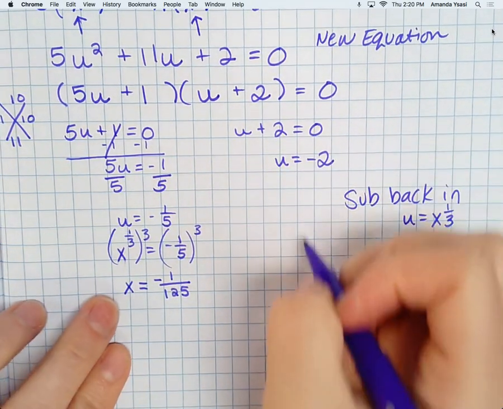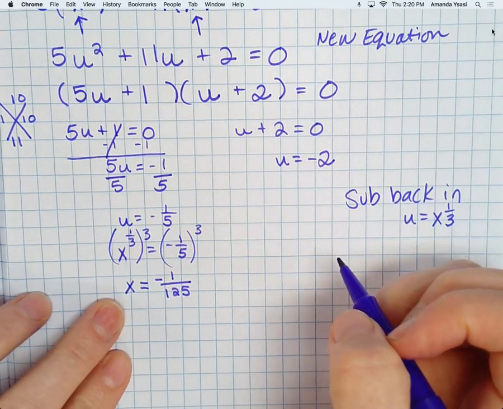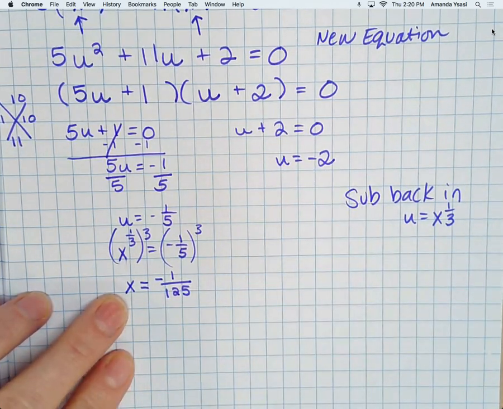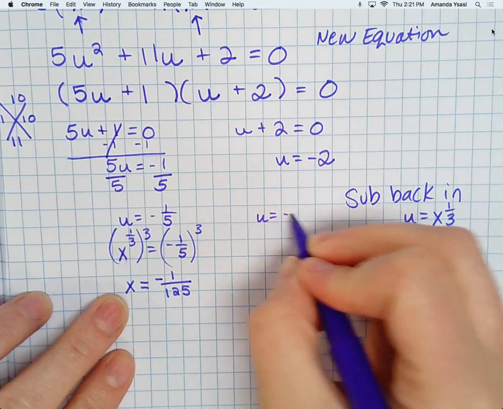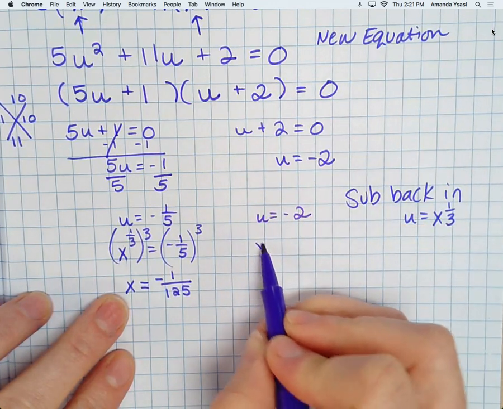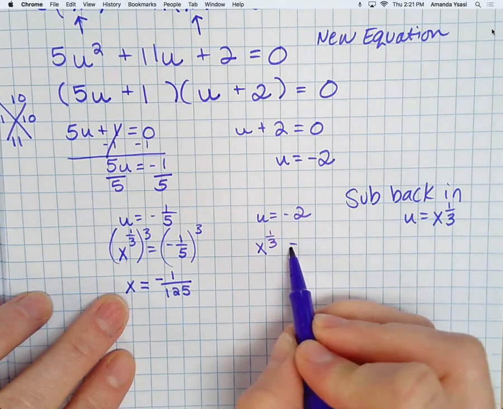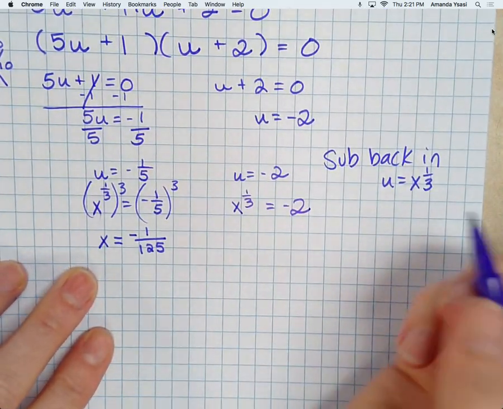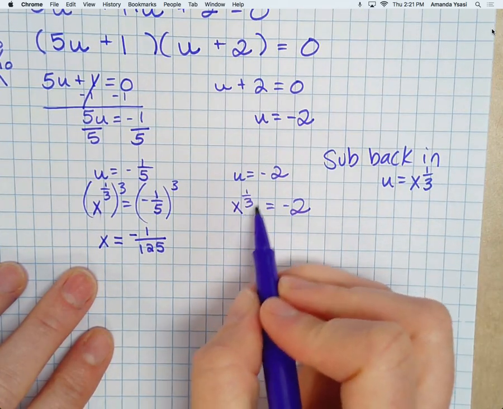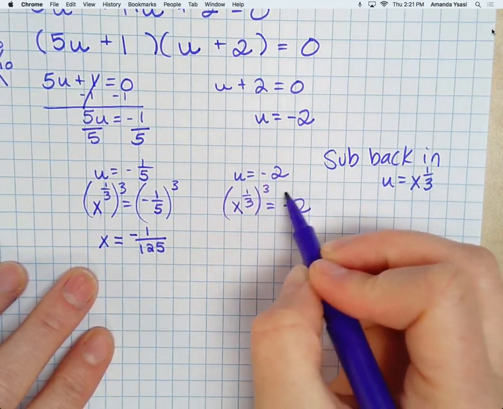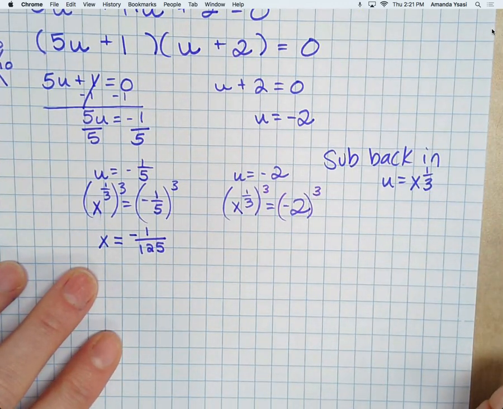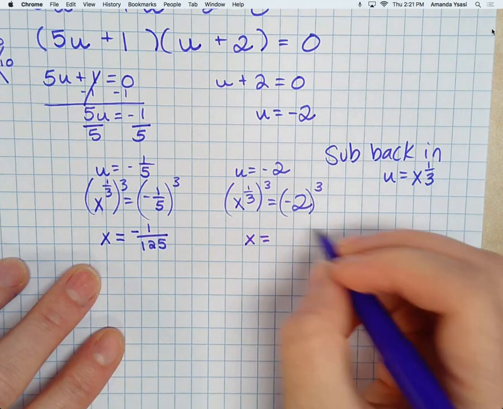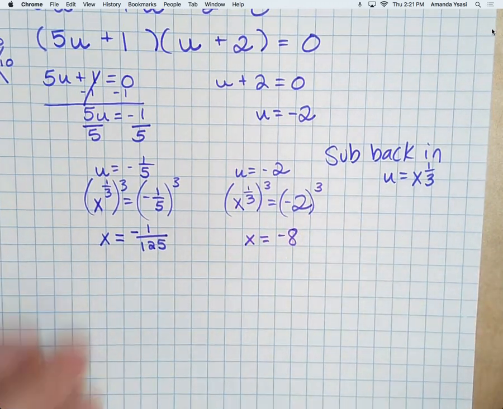Okay, and then you have to do the other one. So you would do u equals -2. So we'd plug in x to the 1/3 equals -2. So then to get rid of the 1/3 power, we'd raise it to the third power. So x equals -2 to the third power, which is -8.